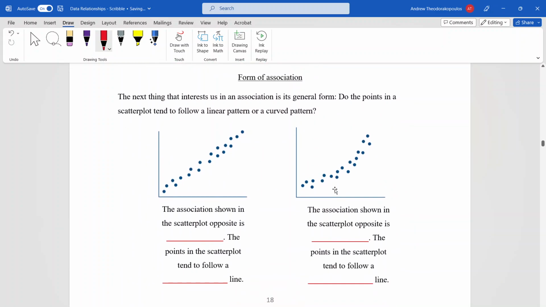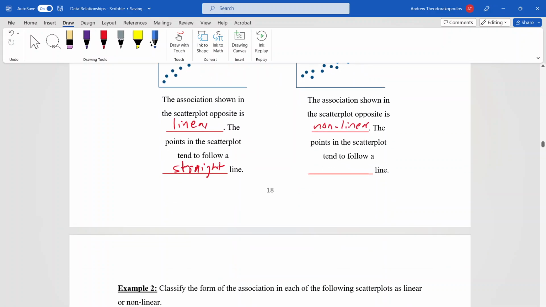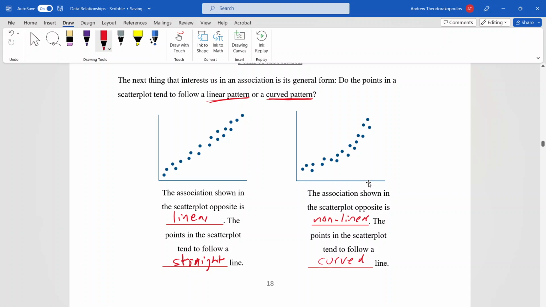Form. Okay, so when we say form, the points in the scatterplot tend to follow a linear pattern or a curved pattern. Here, this one is what we call a linear pattern, because the points in the scatterplot tend to follow a straight line. Whereas here, we say that there is a non-linear pattern. Okay, curved is just the everyday word, but the fancy word, or the real word that we're looking for here, is non-linear. That's because we see a curved line. So it's important that when we talk about the association, we use these words. If we're going to explain why, well, then we might use these words.